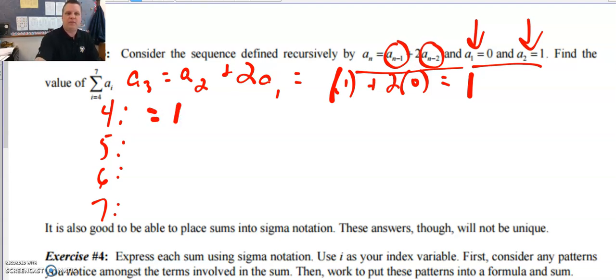And now I lost my good writing too. I don't know how. Okay? So it's 1 plus 2. There we go. It's back. 1. Okay? Which is 3.